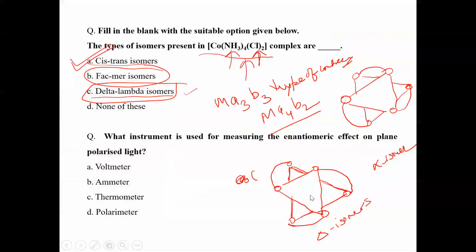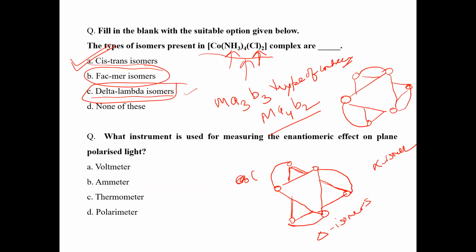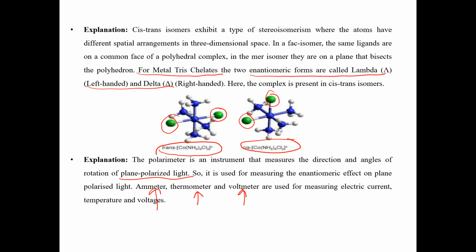Moving to the next one. Basically, the polarimeter is an instrument that measures the direction and angles of rotation of plane polarized light. Okay, so it is used for measuring the enantiomeric effect, or you can say the optical rotation. Okay, so ammeter, thermometer: ammeter is basically related to the measurement of current, thermometer is related to the temperature, and voltmeter is related to the voltage. So polarimeter will be the right answer. Okay.